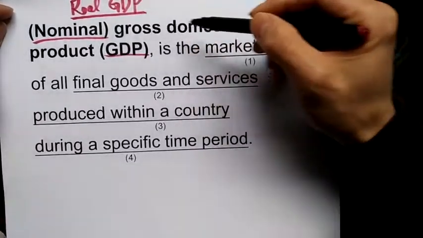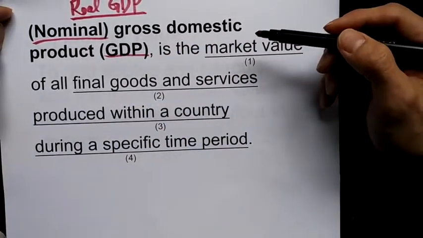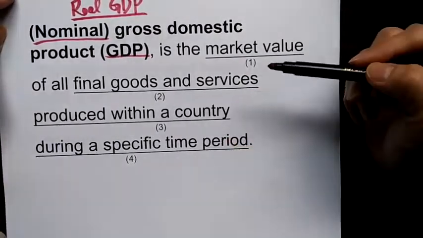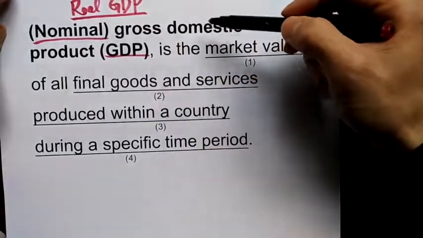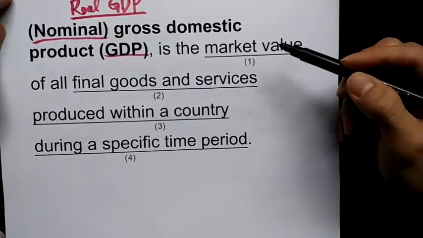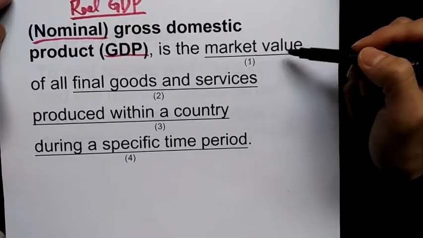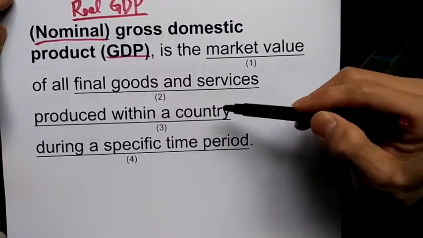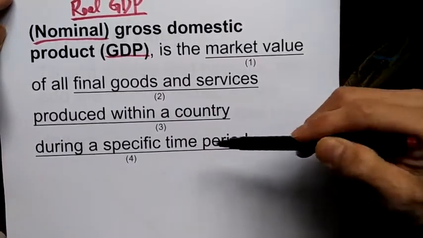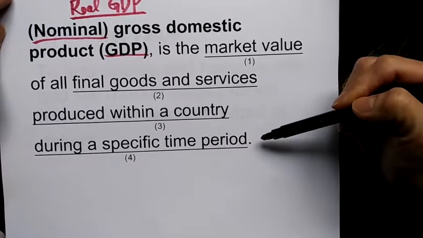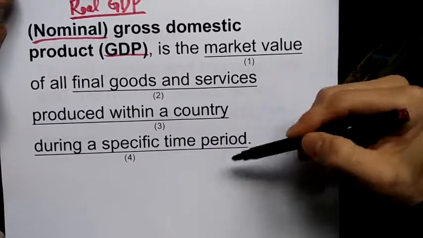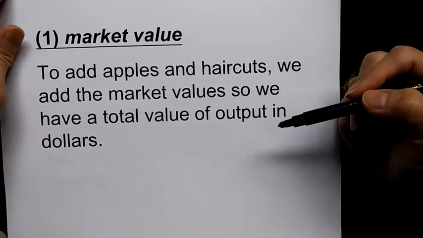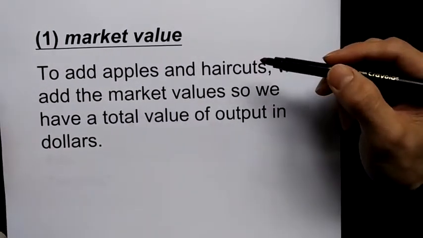GDP is the gross domestic product. So there are 4 key points in the definition of nominal GDP. Nominal GDP is the market value of all the final goods and services produced within a country during a specific time period. Alright, so let's talk about these 4 one by one. First, nominal GDP is the market value.